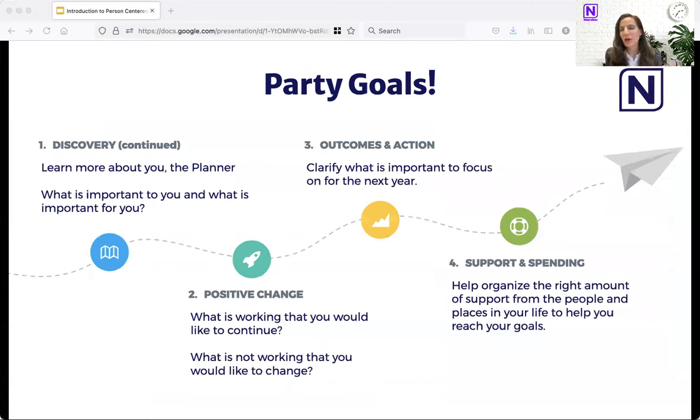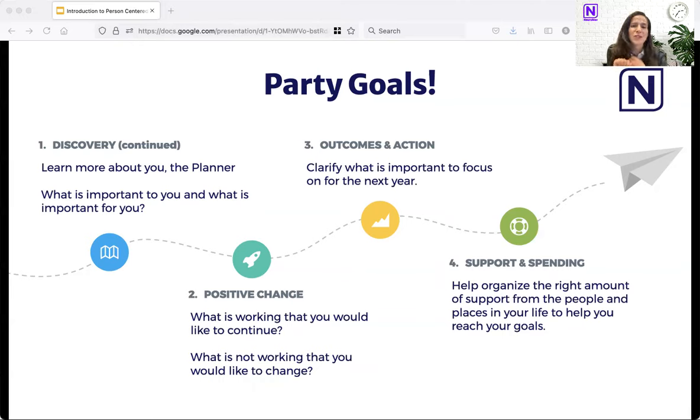So what are these party goals that we're talking about? We have a couple of things that we're really trying to accomplish in that time. First, discovery. We want to keep getting to know you. We want to understand what's going on in your life right now. What's important to you to feel happy? What's important for you to be safe?